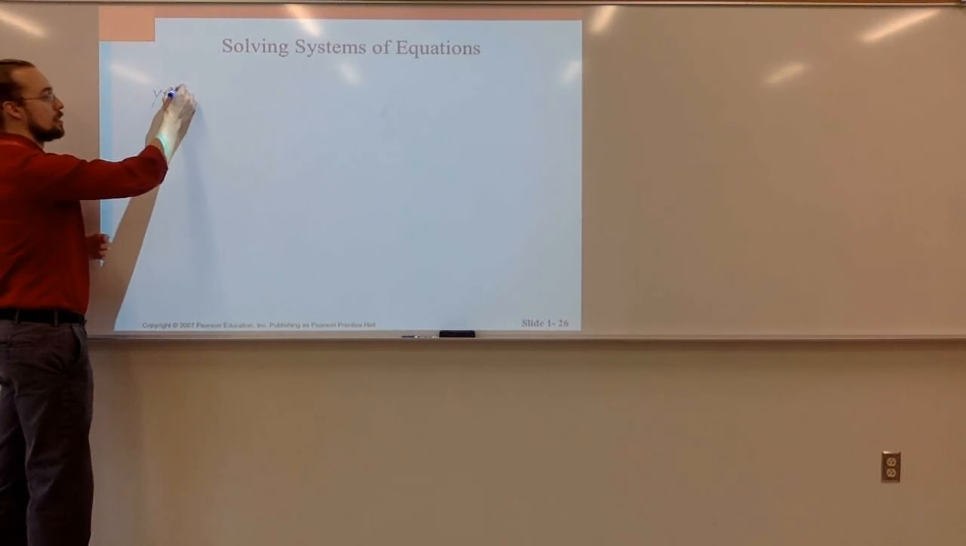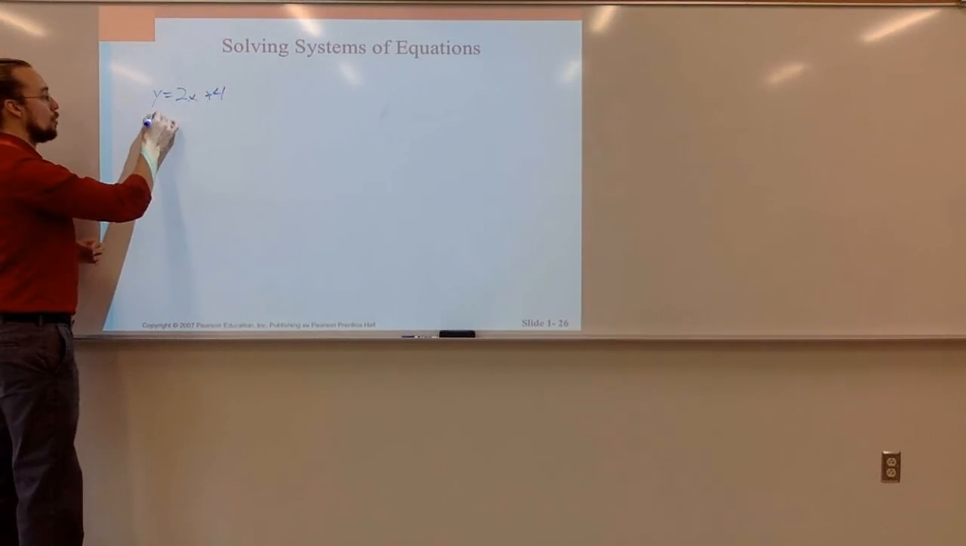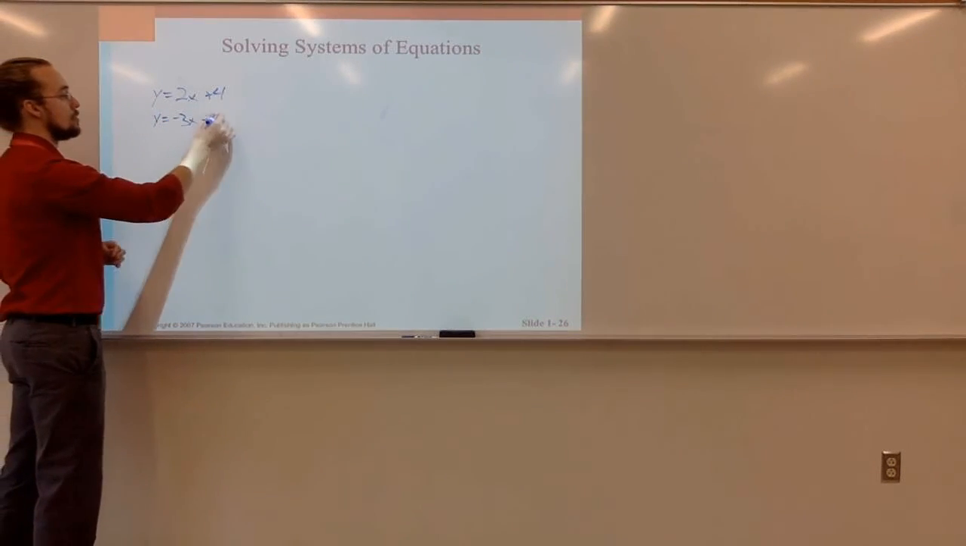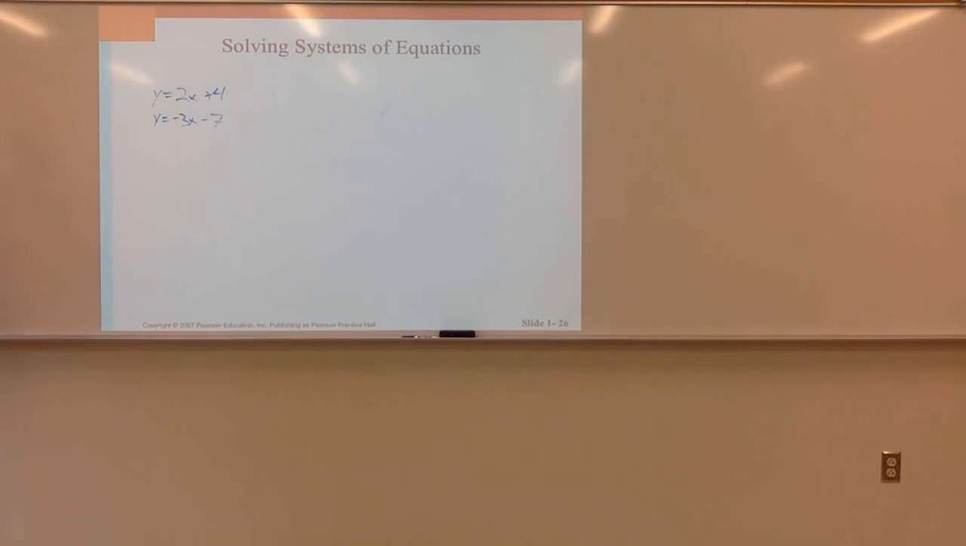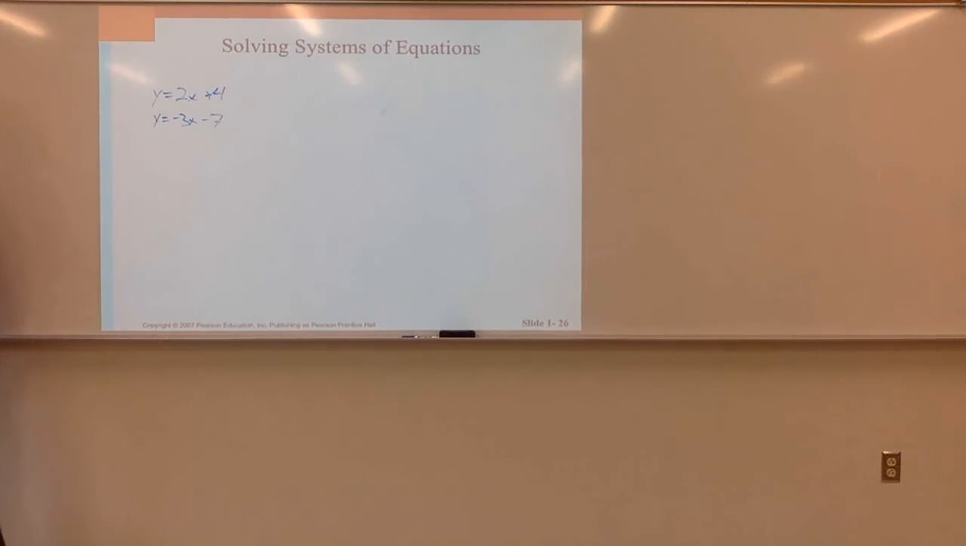Right? So if I give you y equals 2x plus 4 and y equals negative 3x minus 7, how would you find a point of intersection? How would you solve this? Yeah, so there's a couple of different methods that you can use. Okay? One is substitution, and you can use the substitution method. So how did that work? What would we do for that?